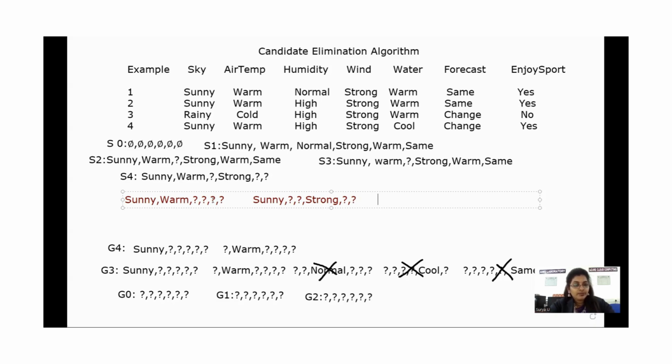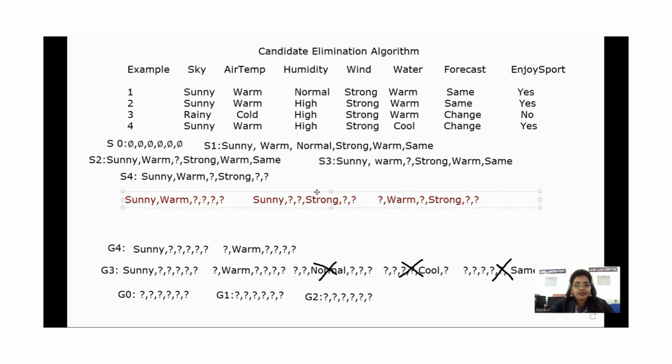The sunny, comma, warm, comma, question mark, question mark, question mark. The same thing would be here, so we just avoid it. What else can we do? We can include the strong, right? So the first one is question mark, comma, the second one is warm, comma, the third one is again question mark, comma, the fourth one is strong, comma, and the others are question mark, comma, question mark. So this is what I have written for my answer, this is what I have found.